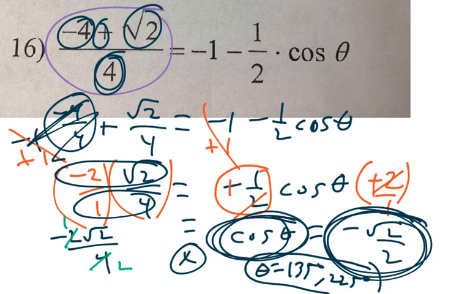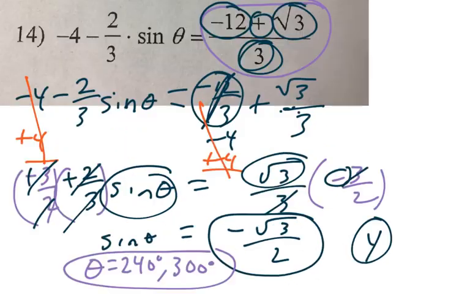And guys, hopefully you're starting to understand it. Hopefully you're getting good at reading the unit circle. Remember, cosine is always x. Sine is always the y coordinate.